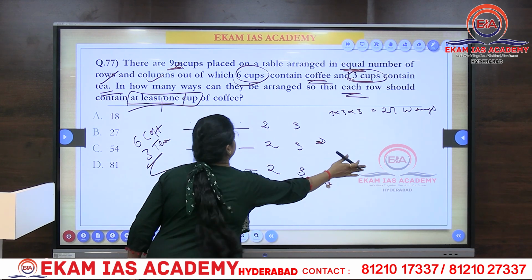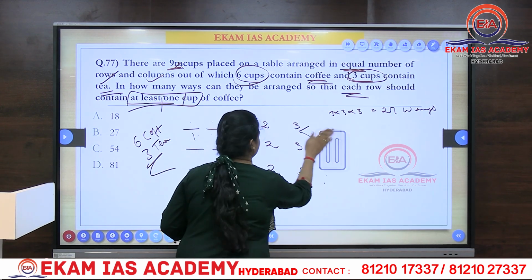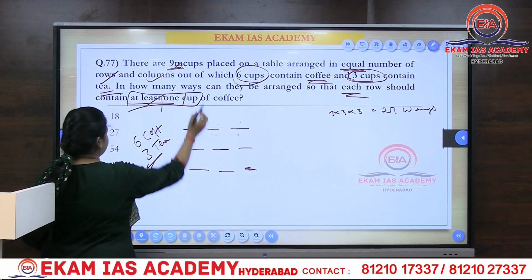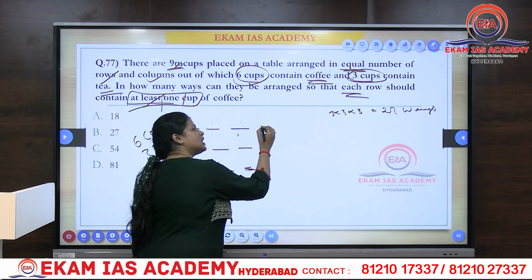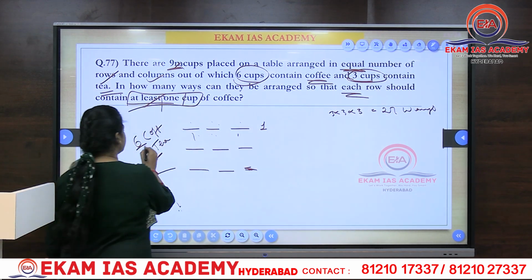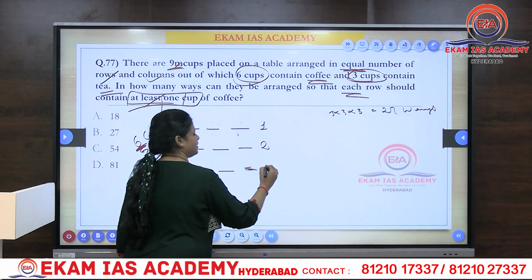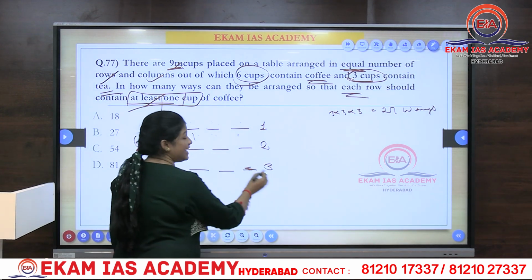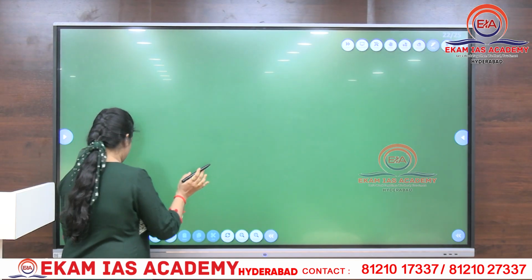Another condition. Since it is given at least 1 cup, I give here at least 1 cup. So the remaining, I have to distribute the remaining 6 cups, 2 cups, 3 cups. The number of ways 3 cups can be arranged.